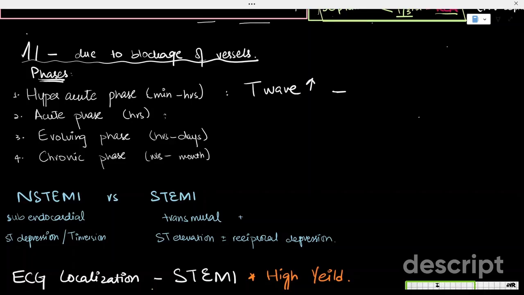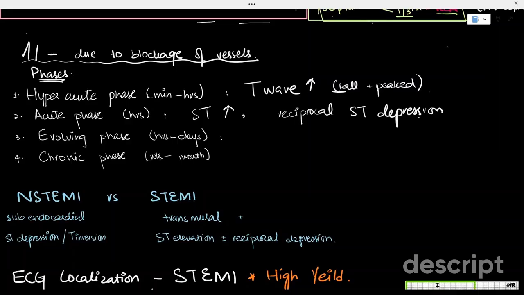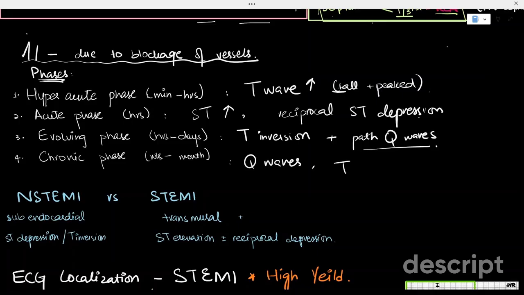The acute phase occurs after a few hours. It shows ST elevation as well as a reciprocal ST depression. In the evolving phase, which is seen in ECG after some hours or some days, we can see T wave inversion and pathological Q wave. Keep in mind, not the normal Q waves, it's pathological Q waves. In the chronic phase, there are persistent Q waves, but the T waves may normalize.